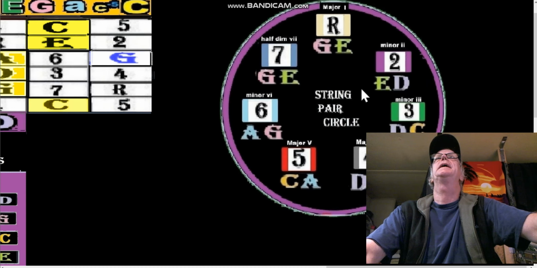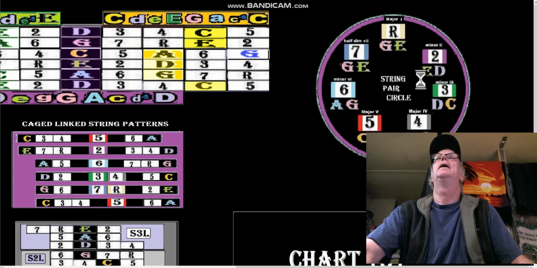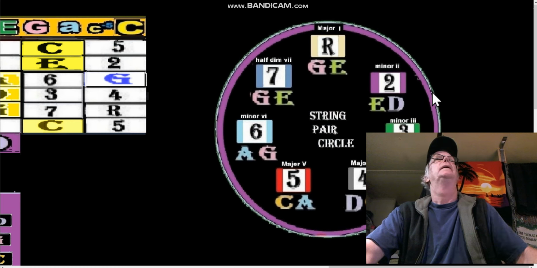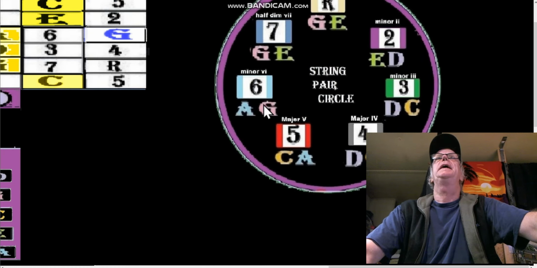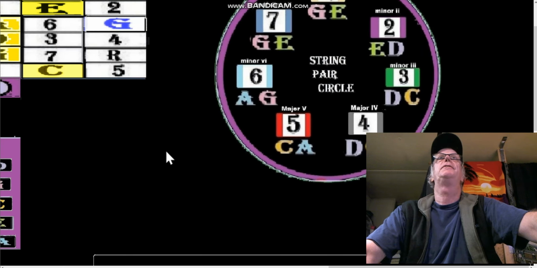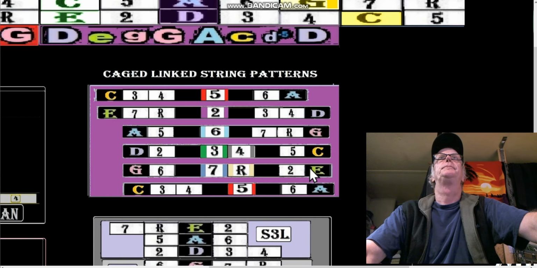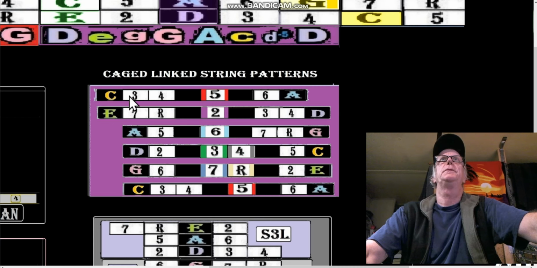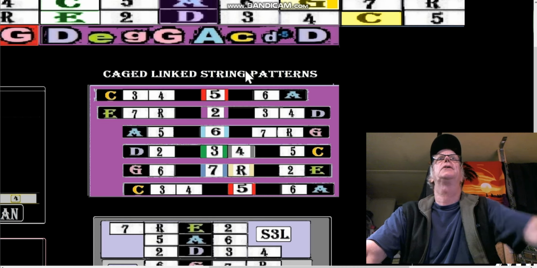Well, I can't really get that over here now. Well, we can get the A here. The A shape shares the 6 and the 5. So we have the A shapes, the 5 and the 6. The 6 is shared between the A and the G. The 5 of the A shape is also shared between the C and the A. So when you see a 5, think C and A. When you see a 6, you think A and G, and it goes around the circle.